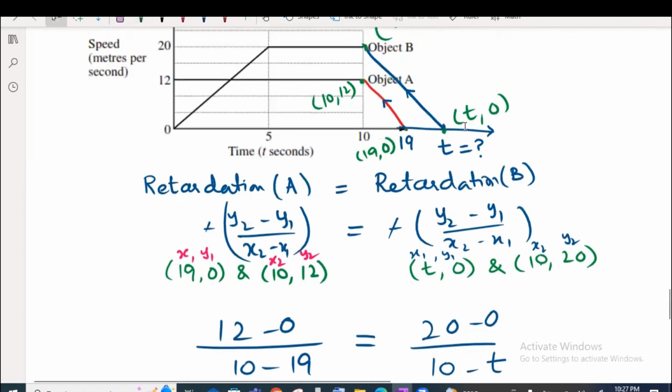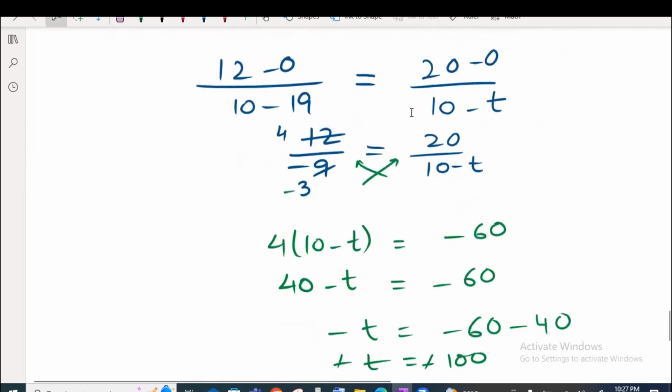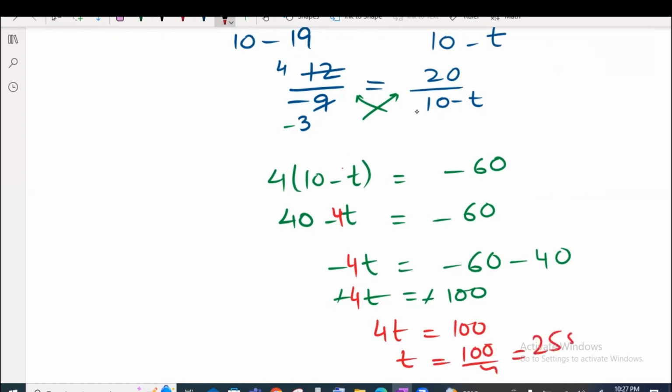Wait a minute, please. Sorry, there is a mistake here. This is 4 times t, 40 minus 4t. So 4t equals 100, and t equals 100 over 4 equals 25 seconds.